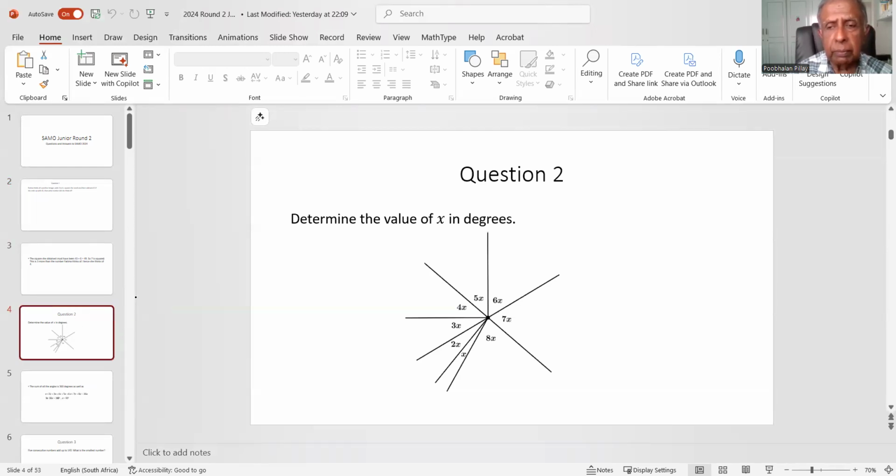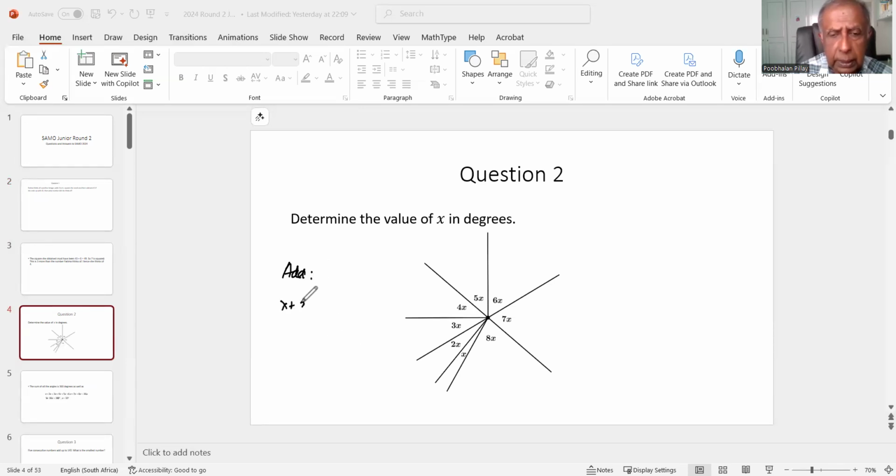Okay, the next question: determine the value of x in degrees. You have several angles here, and you're asked to calculate x. Well, you can see they all add up to 360 degrees. So if you add all these angles which are present there, it's x plus 2x and so on. I'm not going to do the whole thing. Okay, but that is equal to 360 degrees.